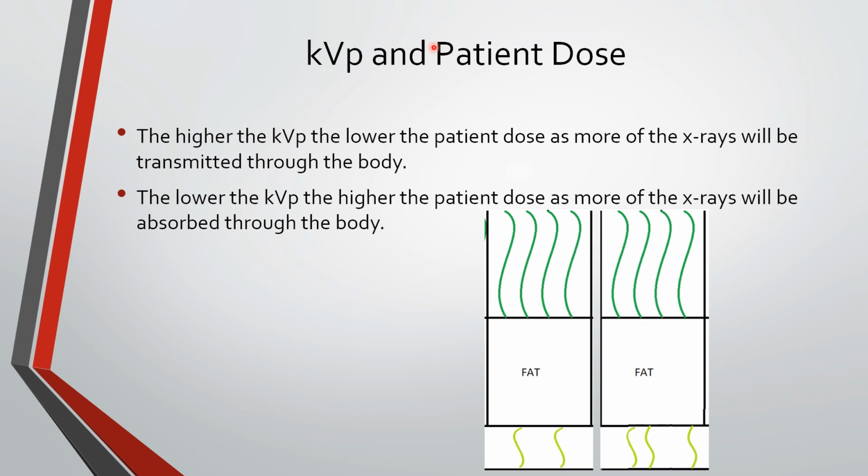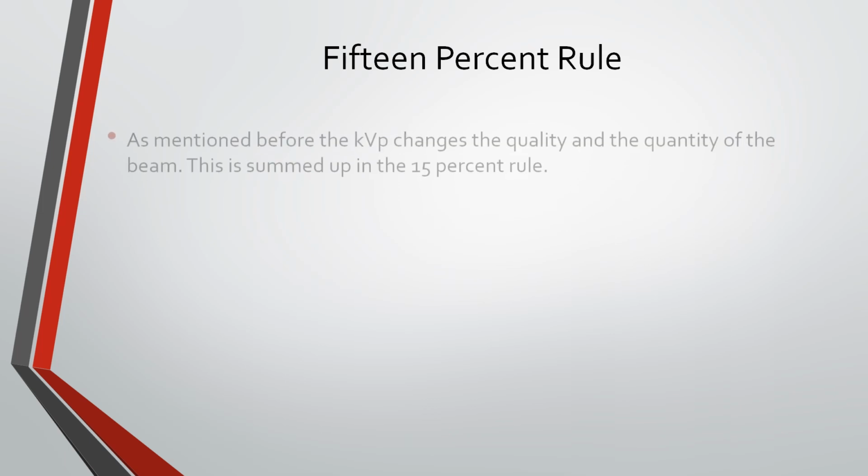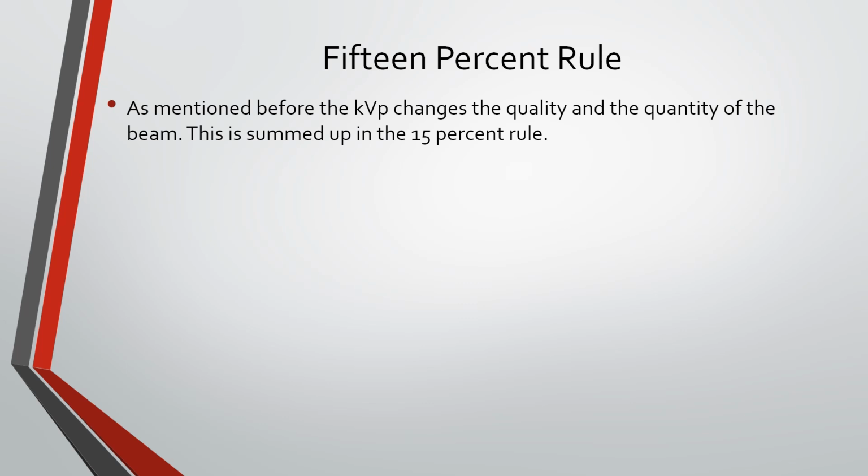So this is why we need to balance the kVp out with what is desired for the image and patient dose. Let's go ahead and talk about the 15% rule. So as mentioned before, the kVp changes the quality and the quantity of the beam. And this is summed up in the 15% rule.